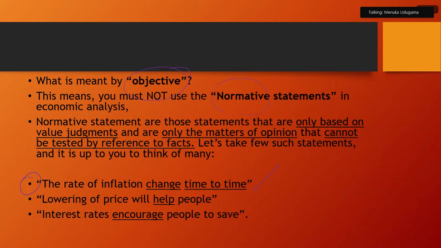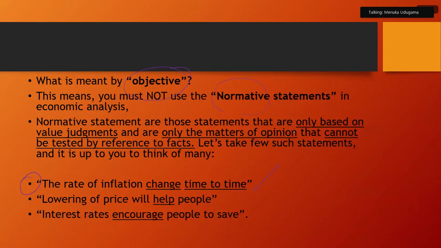Now, if I'm an economist and I want to check whether this is true or not, how do I collect data for this? It says the rate of inflation changes time to time, but we don't know where. Which country, whether it's in Sri Lanka or in India or globally? And time to time, within which period?